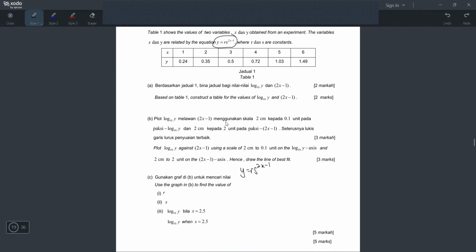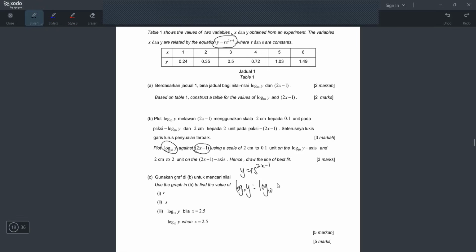But how to change to linear form? Linear form has to be y equals mx plus c. It means your equation has to be sama dengan y-axis. What is your y-axis now? You don't know, but you can tiru B. B says plot log y against 2x minus 1. It means your y-axis has to be log y. The x-axis has to be 2x minus 1. So definitely have to tambah log both sides. If you tambah on this side, the other side also have to tambah.